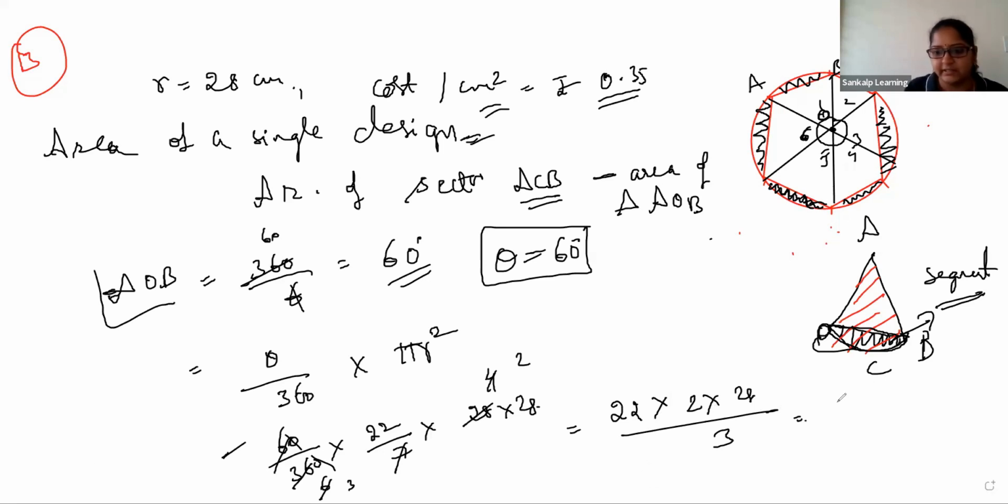Area of the sector is equal to 410. If you multiply and divide it by 3, we get 410.66 centimeter square. So this is the area of the sector. Okay, now.